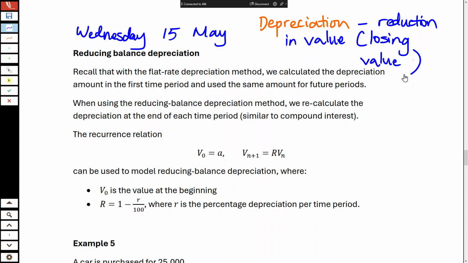The best example of this is buying a car. So unless you buy a car that's going to become a classic car that everyone wants in 30 years' time, the moment you buy a car, you cannot sell it at the price you got it for. It'll lose value.